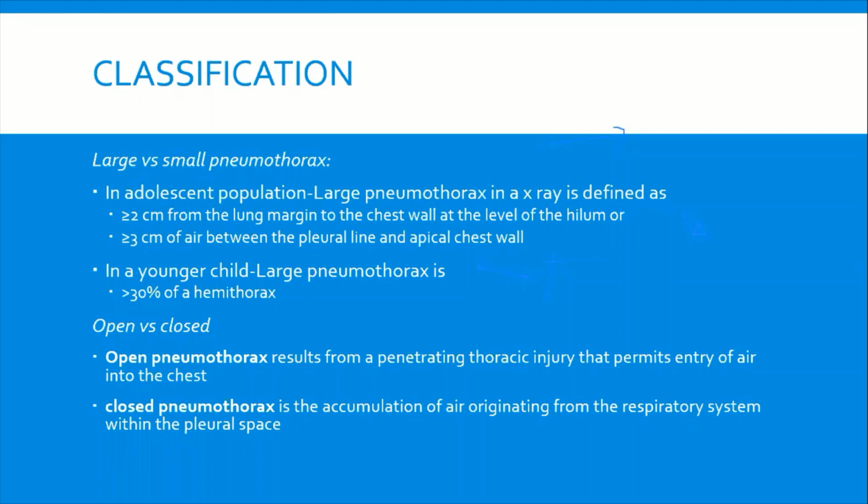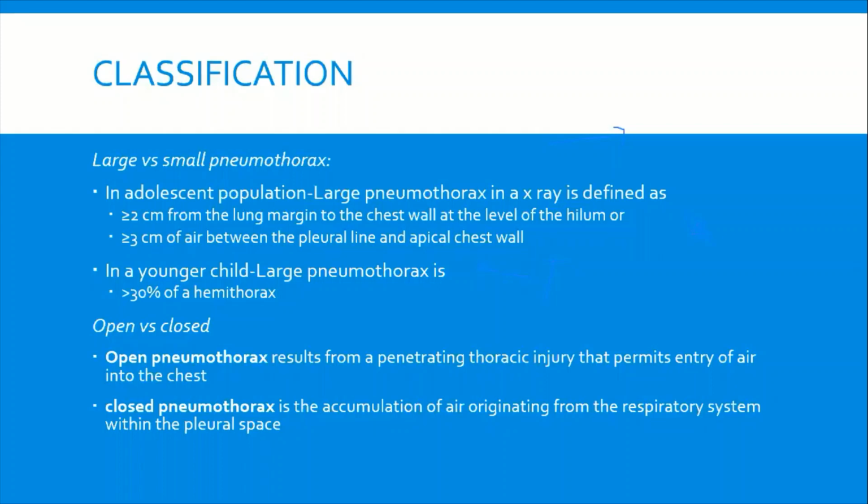A large versus small pneumothorax is based upon an X-ray finding. Remember, the X-ray should be a conventional X-ray. Why? Because in a conventional X-ray, what you see is what you get, whereas in a digital X-ray, you can digitally alter the size of the image proportionately.